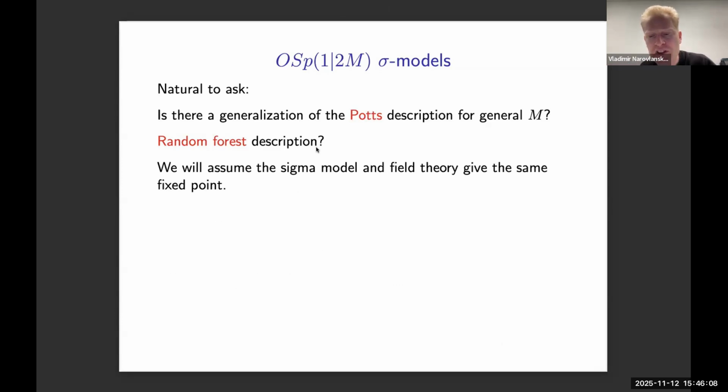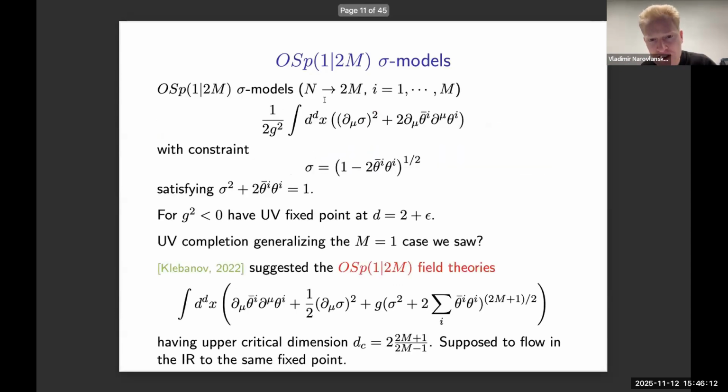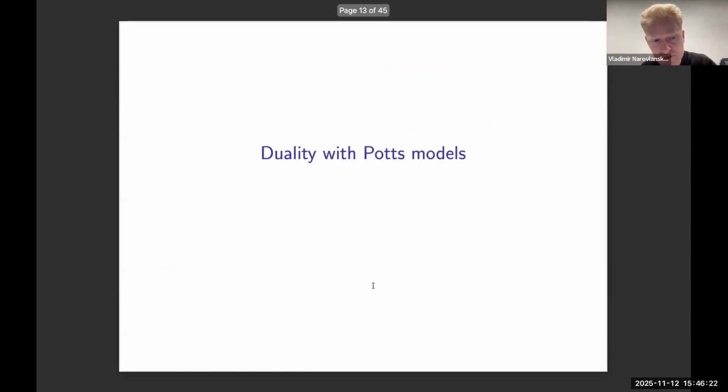For the rest of the talk, I will just assume that the nonlinear sigma model and this theory give the same critical point. So we want to understand these OSP(1|2m) systems. That was just some motivation and the system that we want to study.